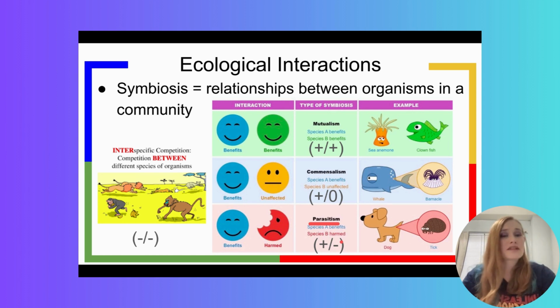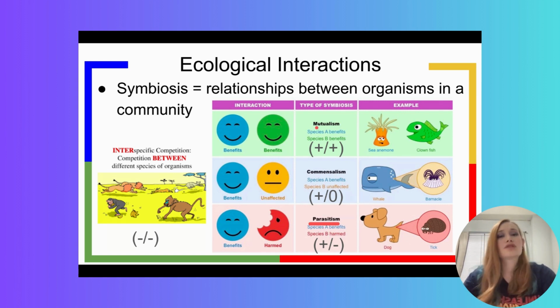A good example of this is a dog and a tick, or even a tarantula wasp laying eggs inside other tarantulas while they're still alive. That would be parasitism. Some other types of interactions that would be plus minus are things like predation and herbivory. Predation, predator eats prey. Herbivory, organism eats a plant species. One benefits, the other is harmed.